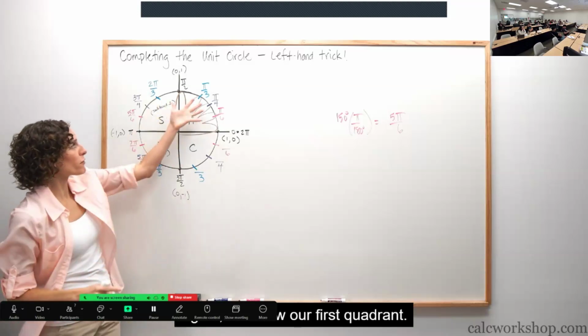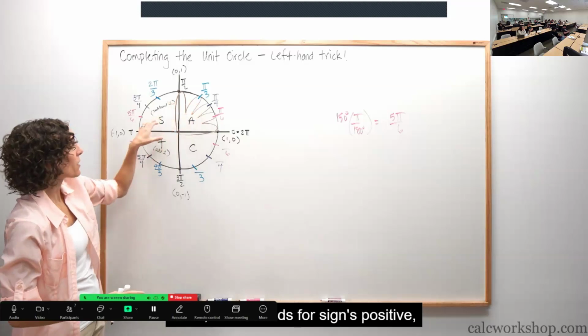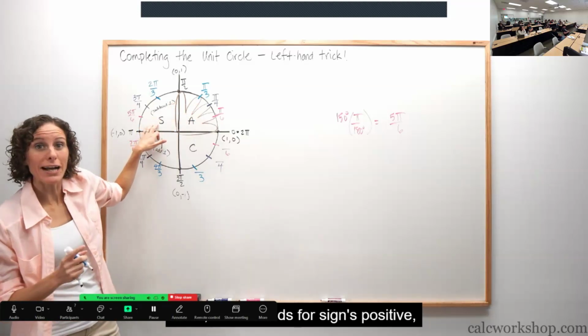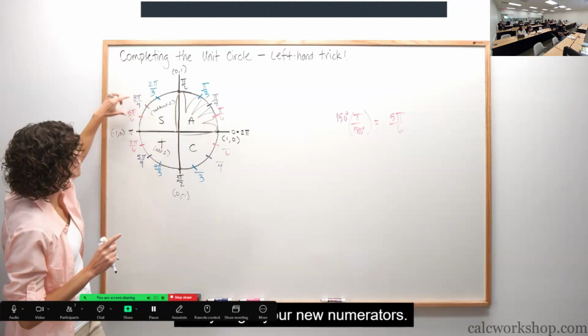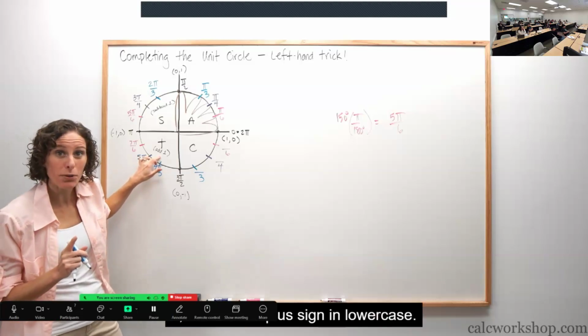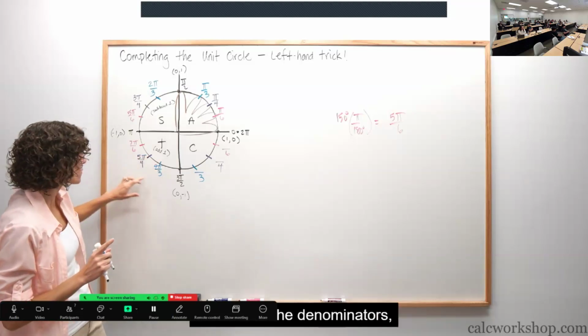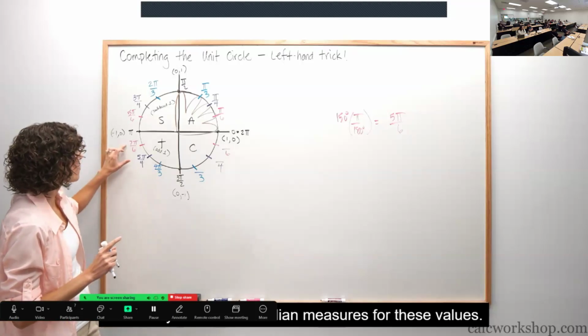Again, we know our first quadrant: 2, 3, 4. No one likes 5. 6. Here, the S stands for signs positive, but it's also telling you to subtract. Subtract 1 from the denominator and you get your new numerators. Here, tangent, the t looks like a plus sign in lowercase. Add 1 to the denominators and now you have our radian measures for these values.